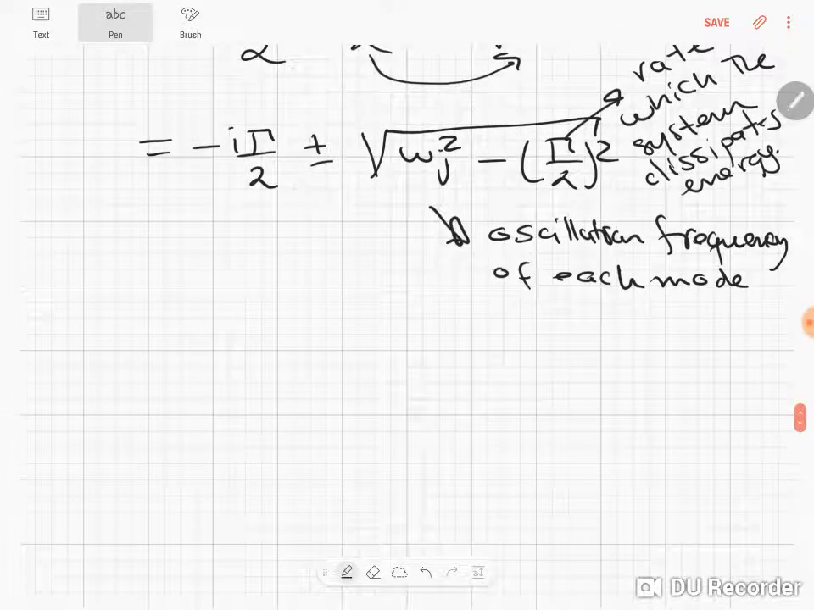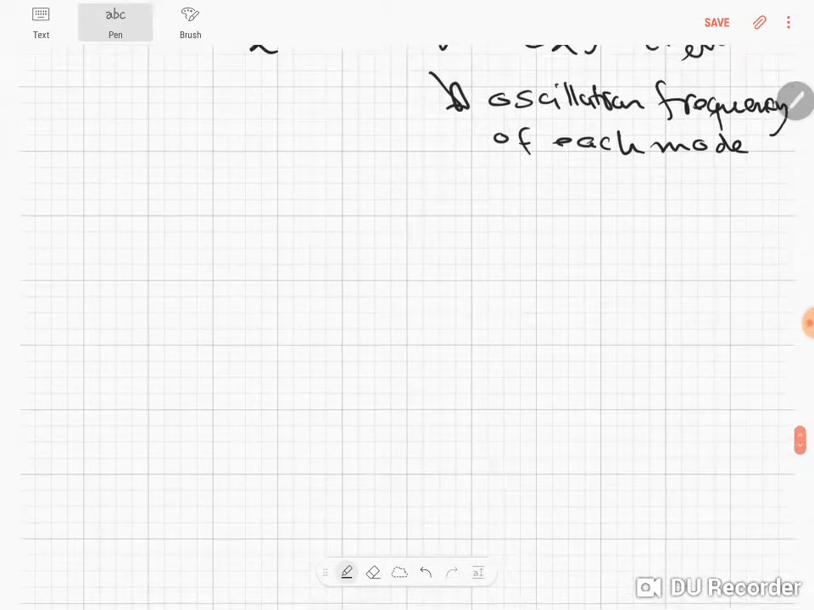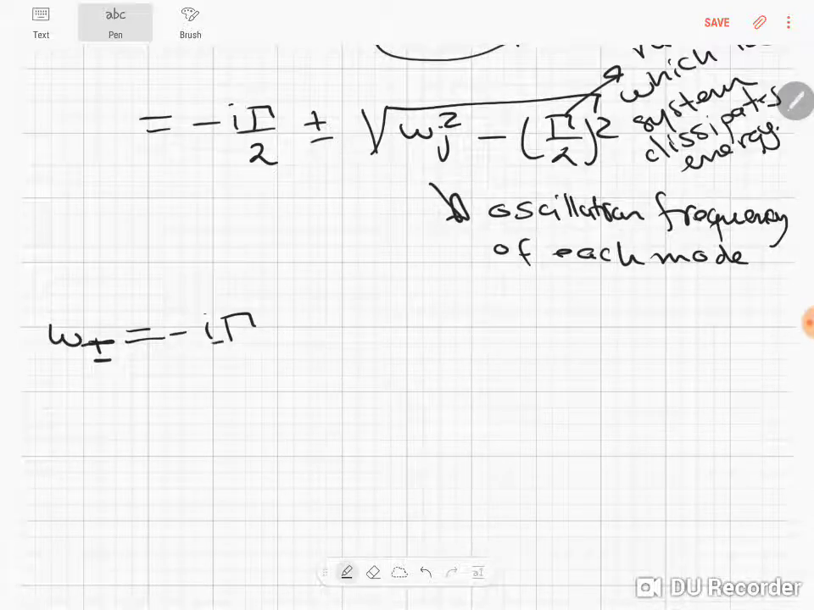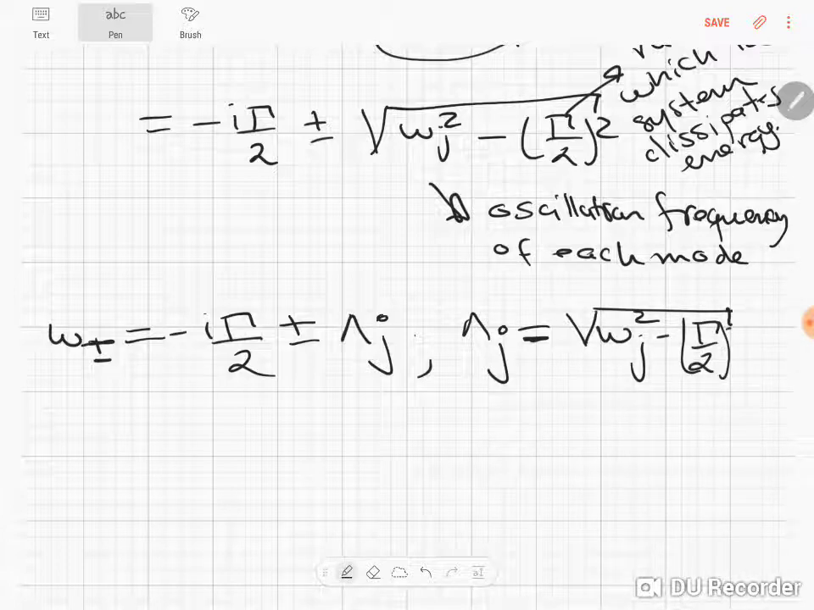Okay, so this is what we have. So now that we have the poles of the system, let's just define the poles a little bit better. So then we just say omega plus and minus is equal to minus i gamma divided by 2 plus or minus some lambda_j, where lambda_j is defined as the square root of omega_j squared minus gamma divided by 2, all squared.